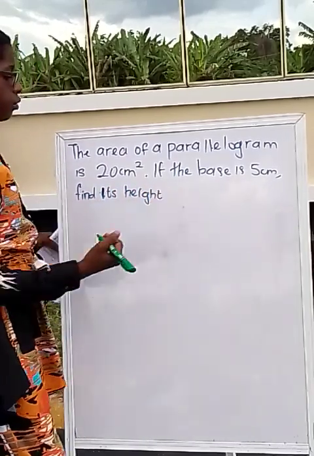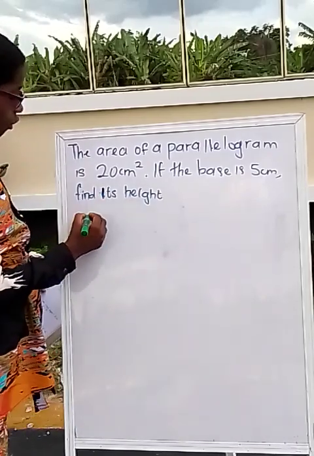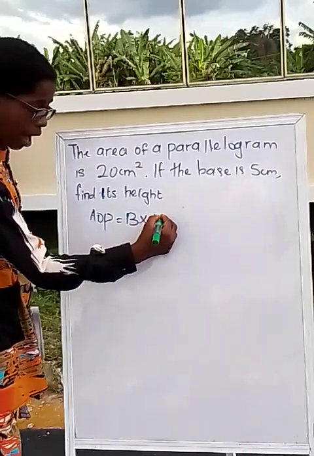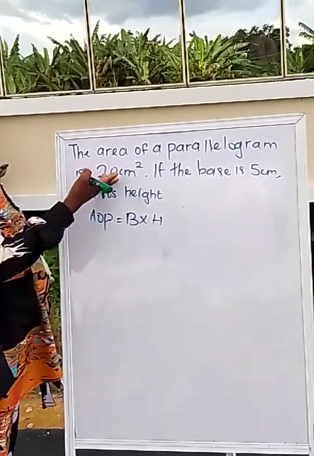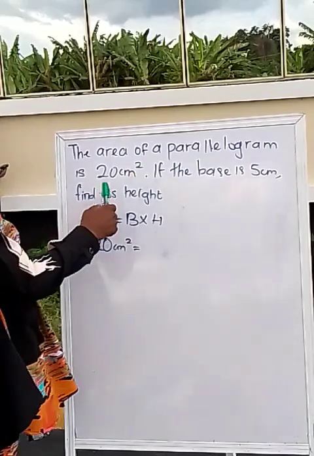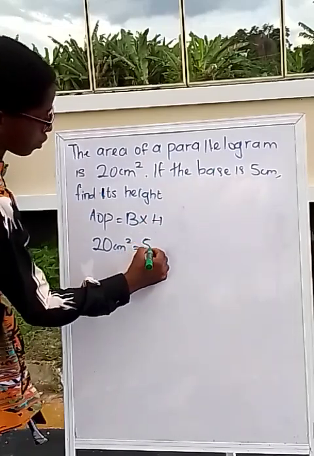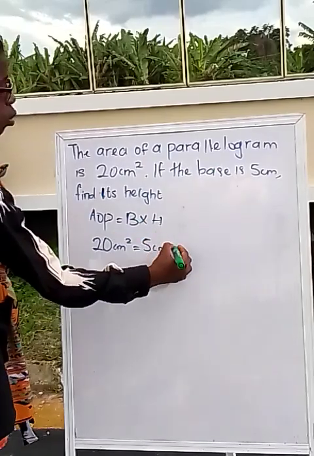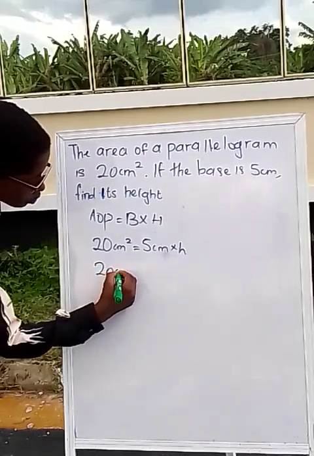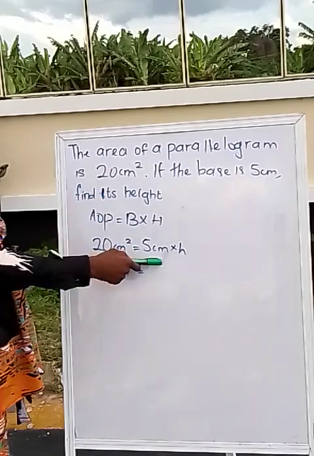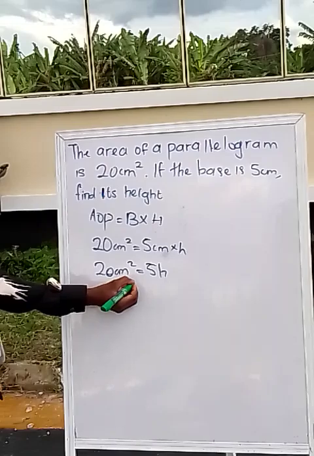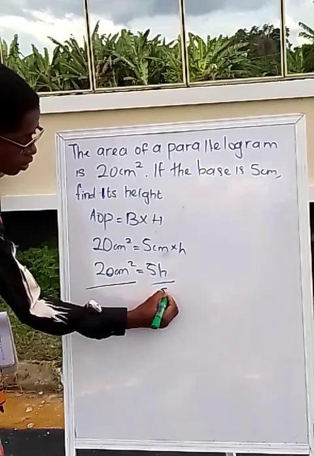Now, we all know that the formula for finding area of a parallelogram is base times height, and the area of the parallelogram is 20 centimeter square. Equals the base, we've been given the base to be 5 centimeter. Now we don't have the height, so you can just put times h. Now 20 centimeter square equals 5 centimeter times h, which is 5h. So we divide both sides by the coefficient of h, which is 5.